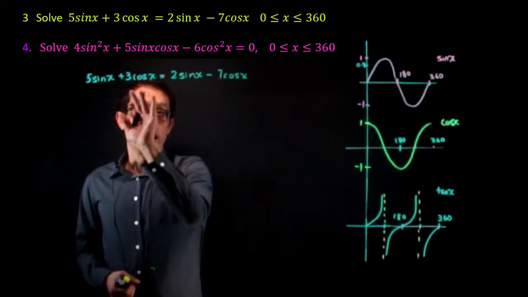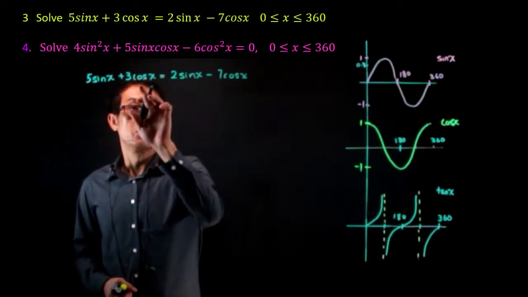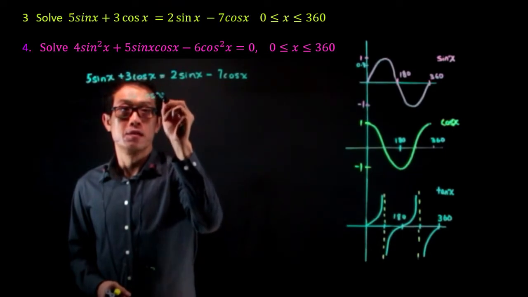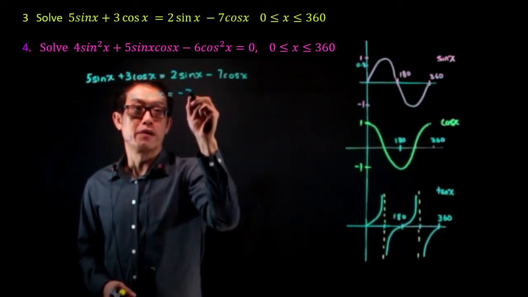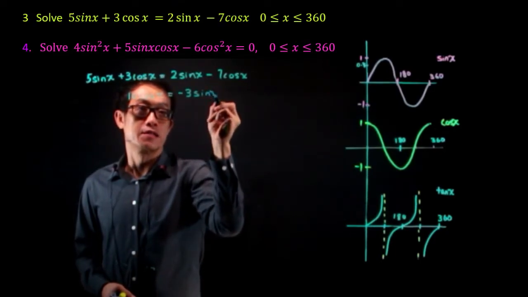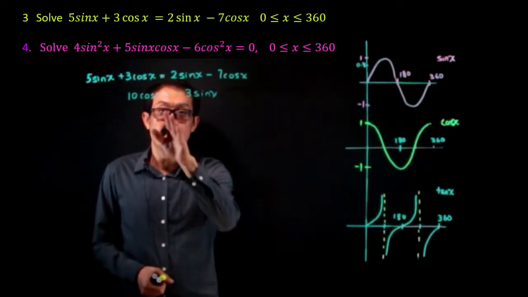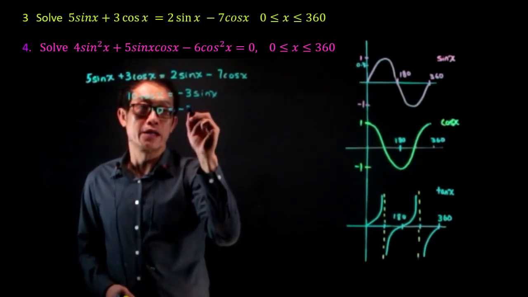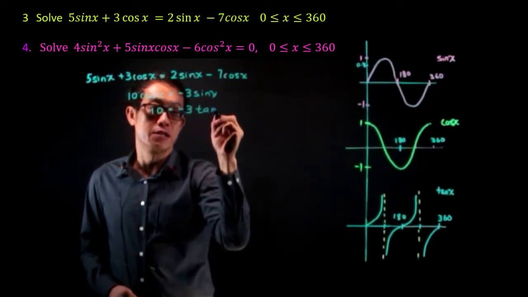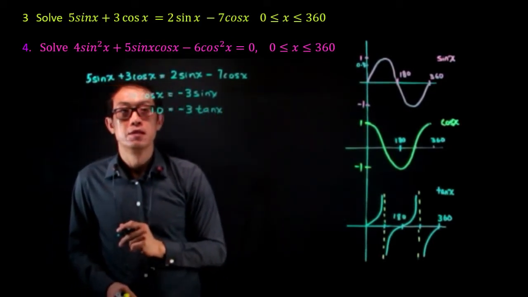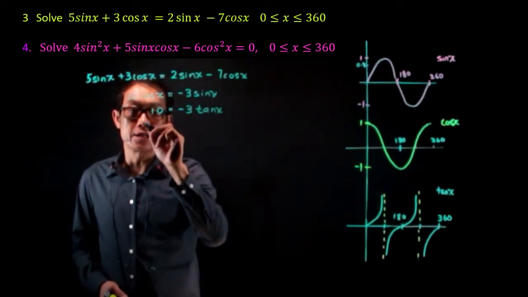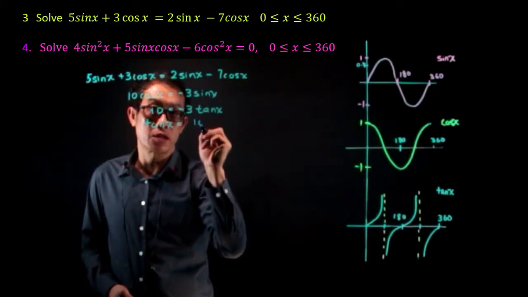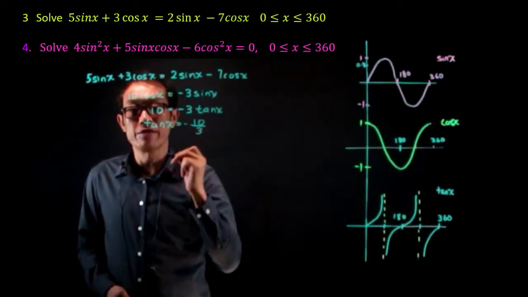Now let's group the like terms together. You bring the cos x over, so you have 10 cos x, and bring this over, you have minus 3 sine x. Now you can divide by cos x on both sides, so you have 10 equals minus 3 tangent x. So tangent x will be equals to negative 10 over 3.